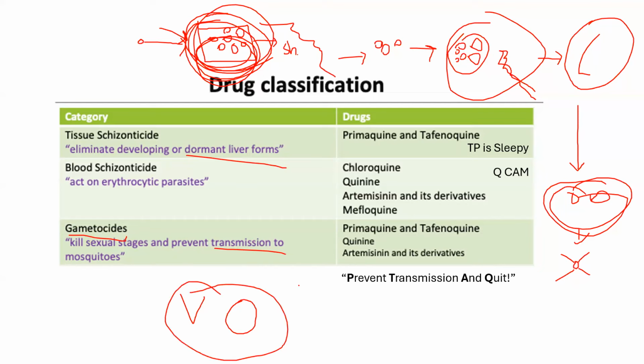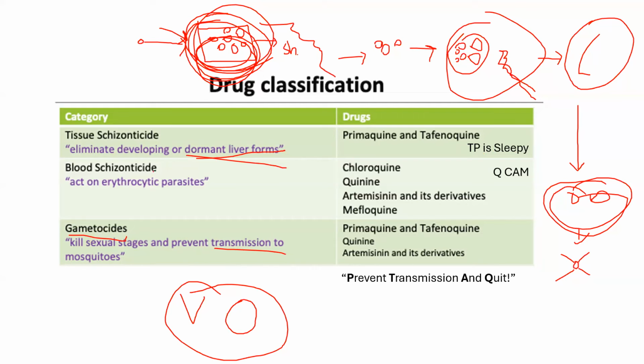So if you get a question, I'll go through the questions really well just to make sure that idea is clear. Now, how do we memorize all of this? There's a mnemonic for each one. For the dormant liver forms, or the liver forms in general, TP is sleepy. So tafenoquine and primaquine work on the dormant liver forms, which should remind you that they work on the ones that are in the liver.